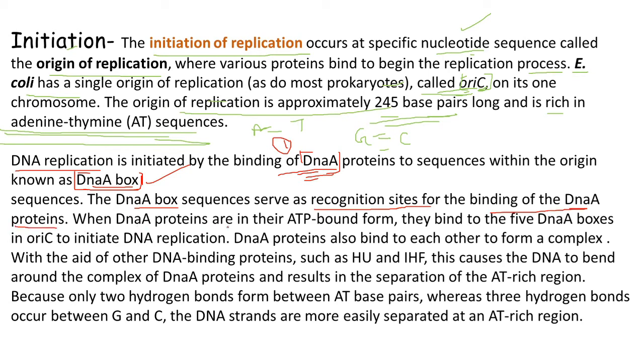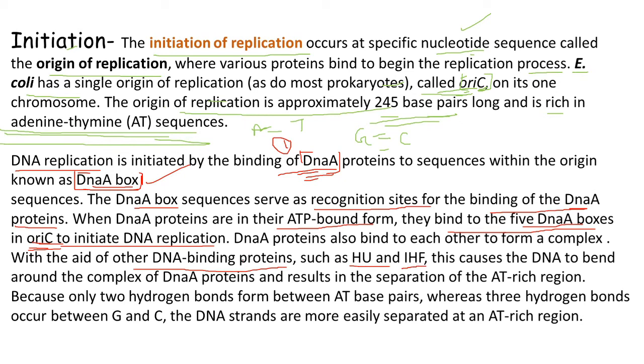When DnaA proteins are in their ATP-bound form, they bind to the five DnaA boxes in oriC, the origin of replication in the chromosome, to initiate DNA replication. First, the five DnaA boxes bind at the oriC site. DnaA proteins also bind to each other to form a complex with the aid of other DNA-binding proteins such as HU and IHF.